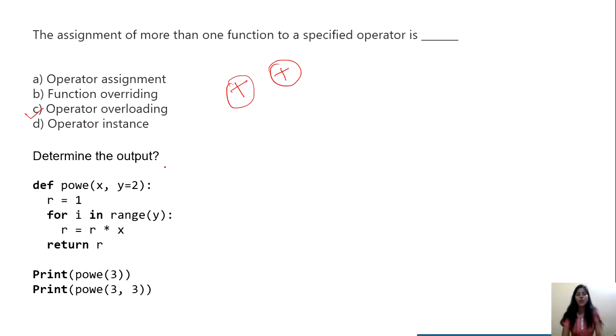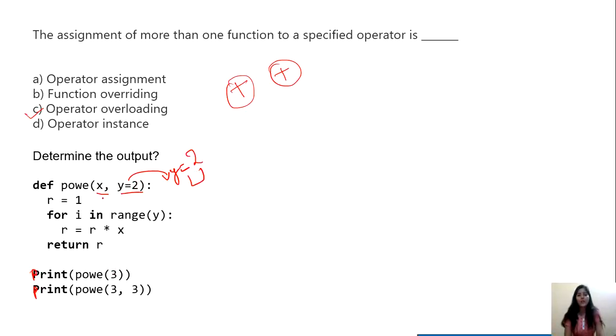Now a code is given to you and you have to determine the output. Don't think it's an error, the p is in small. We are calling print pow 3, so we are calling this pow function and passing 3 to it. But here we have two arguments x and y, and we are passing nothing to y. Don't think it is going to be an error, because by default we have mentioned that if we are not passing anything, we have to consider the y value as 2.